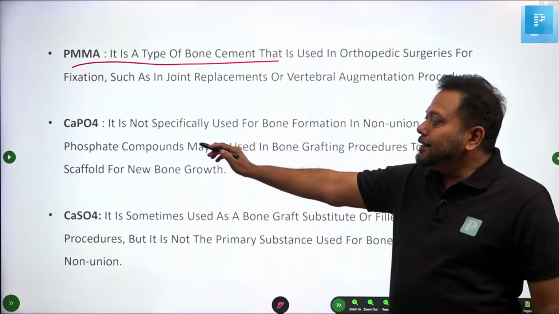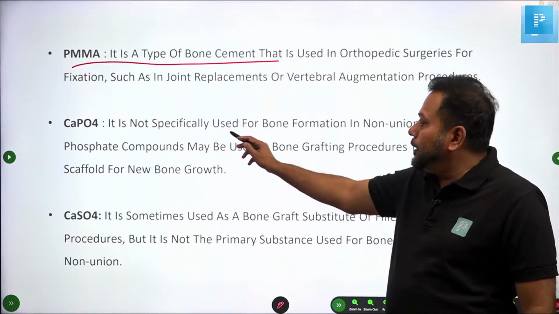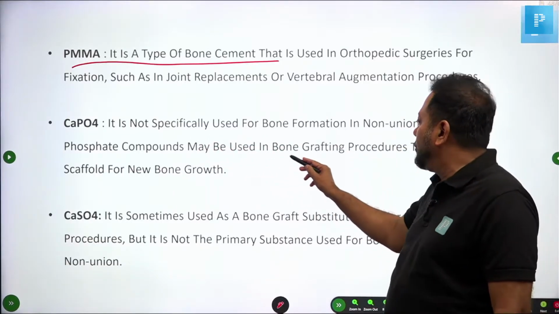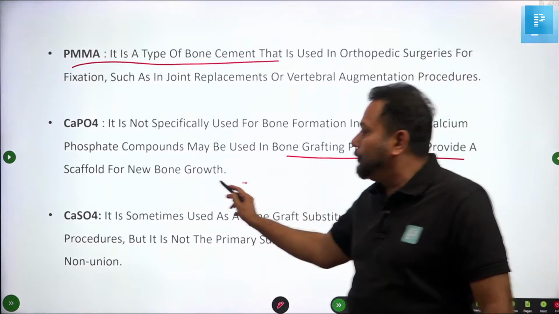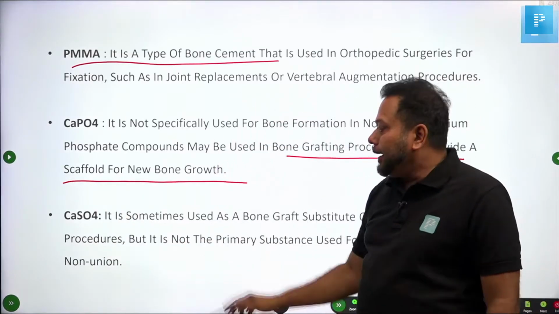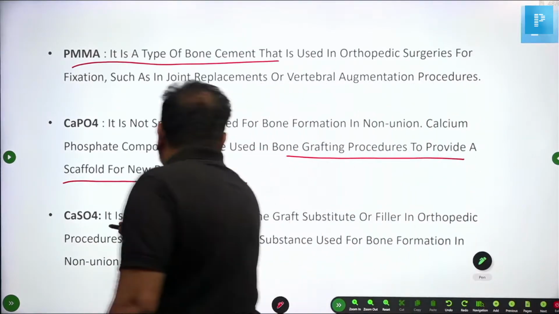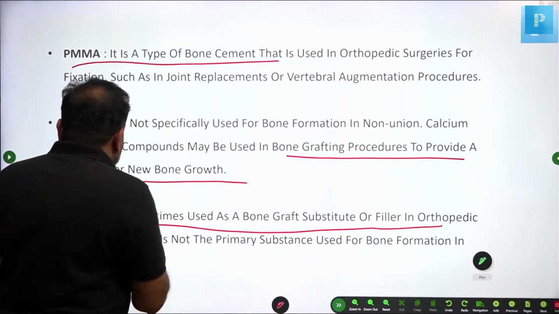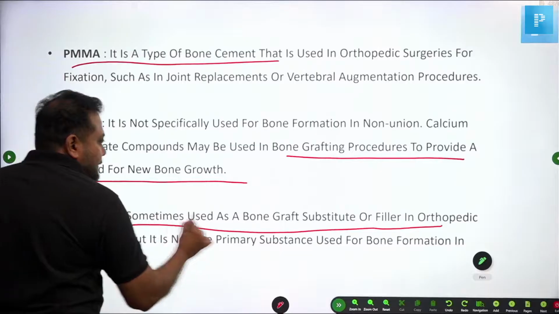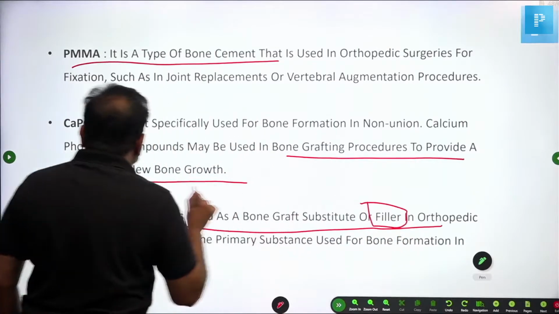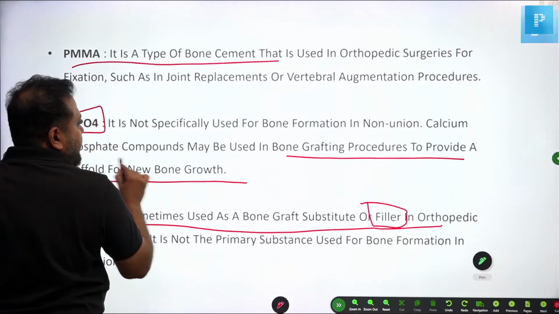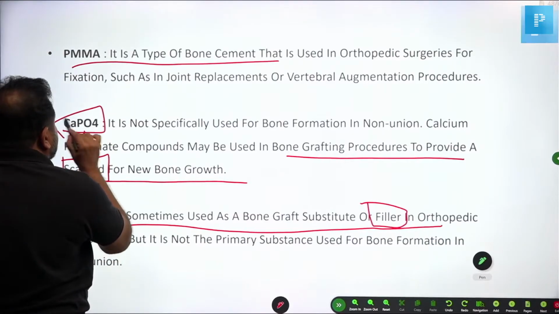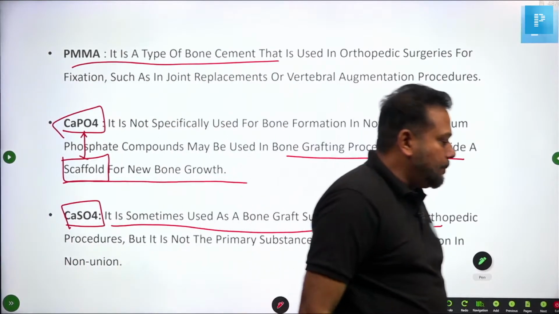Yes, calcium phosphate is not specifically used for bone formation in non-union. Calcium phosphate compound may be used in bone grafting procedure to provide a scaffold for new bone. Calcium sulfate is used as a bone graft substitute or filler in orthopedics. So this is used as a filler. This is used as a scaffold. These are the MCQs they can ask. PMMA is a bone cement.